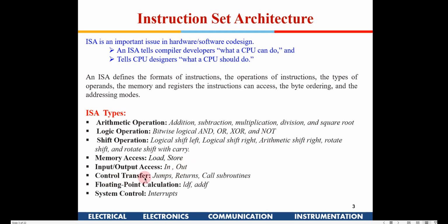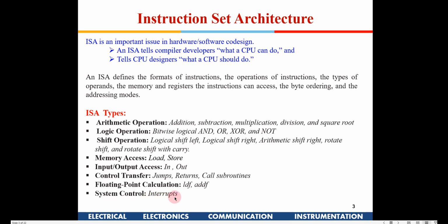Then you could have control transfer instructions. What are control transfer instructions? Like jumps. When you are writing a program, once you encounter some condition, you might want to leave the program and jump somewhere and execute some subroutine, some other program, and at the end of that program you can write a return, so it will come back. These are some of the control transfer instructions. We'll see some examples. Similarly, you could have floating point calculations like LDF, ADF. And then you can have interrupts.